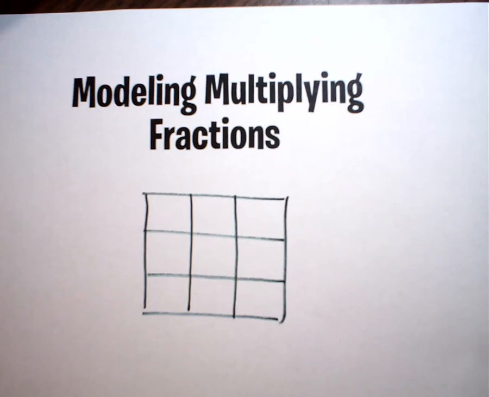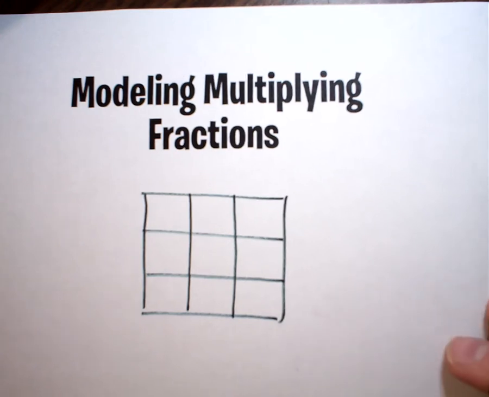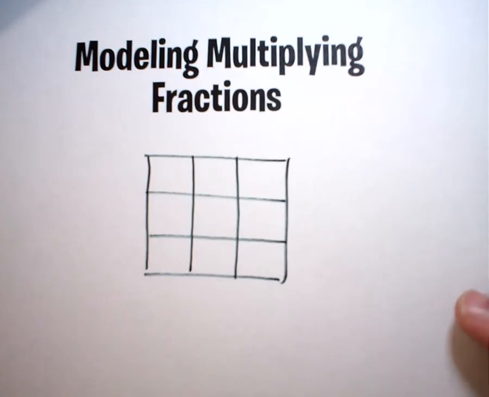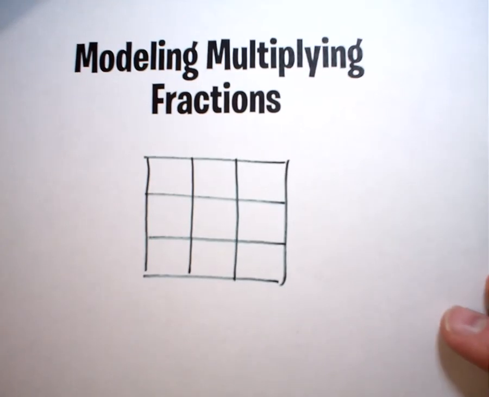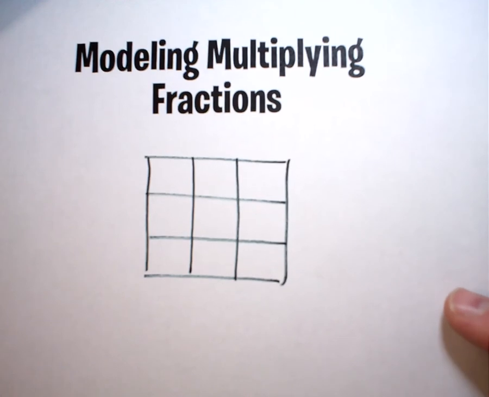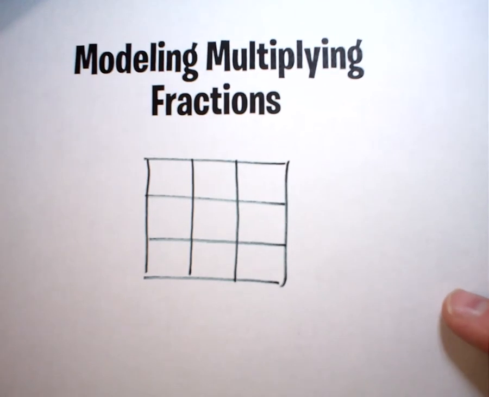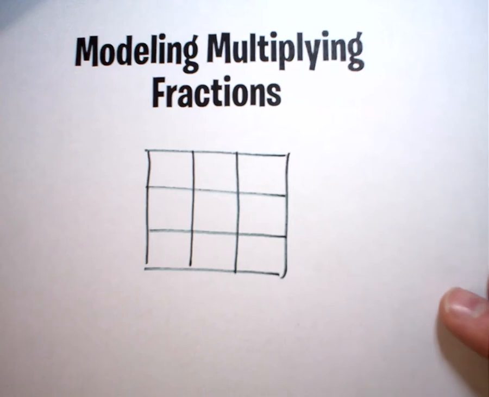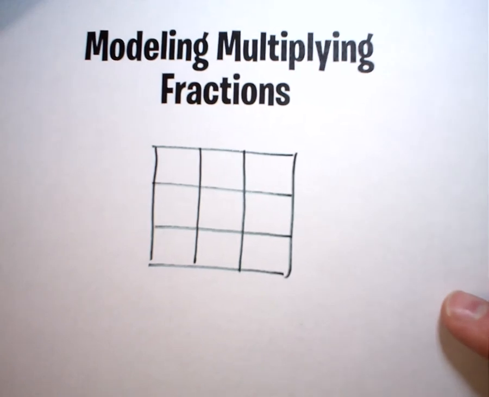Okay, so there is a type of model you can do that models a multiplication problem of fractions. So the model looks like this. It's a box, not necessarily a square. In this case, we have a square, but the box represents a math problem. So it's not shaded in yet. I'm going to shade it in first.